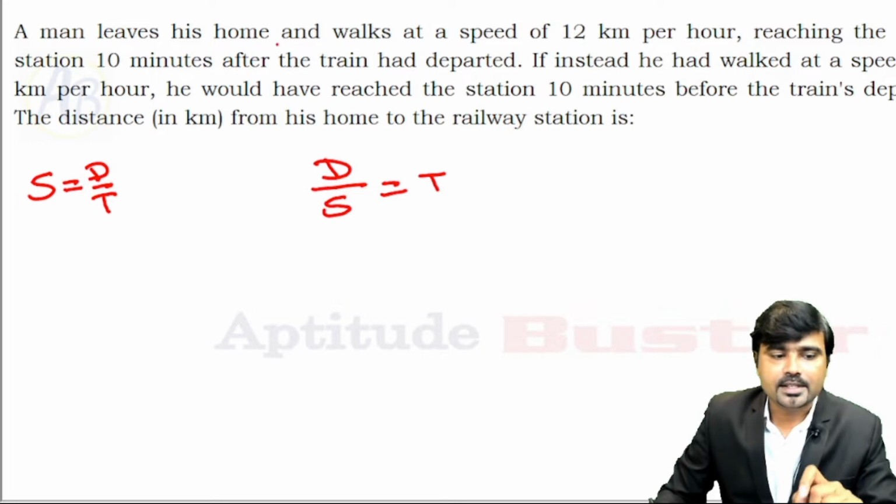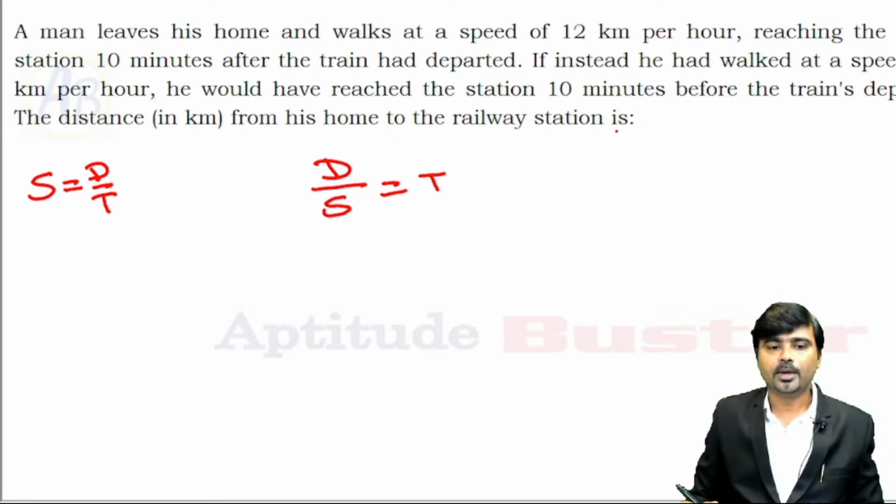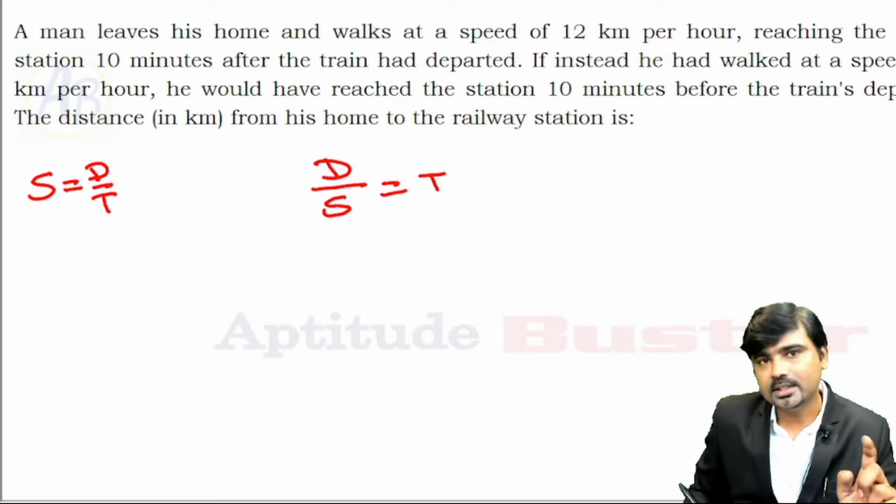A man leaves his home and walks at the rate of 12 km per hour, reaching the railway station 10 minutes after the train had departed. If instead he had walked at the rate of 15 km per hour, he would have reached the station 10 minutes before the train's departure. The distance in kilometers from his home to the railway station is... Okay, here the data are given, right? You can form two equations and two unknowns, then easily you can find out the distance.